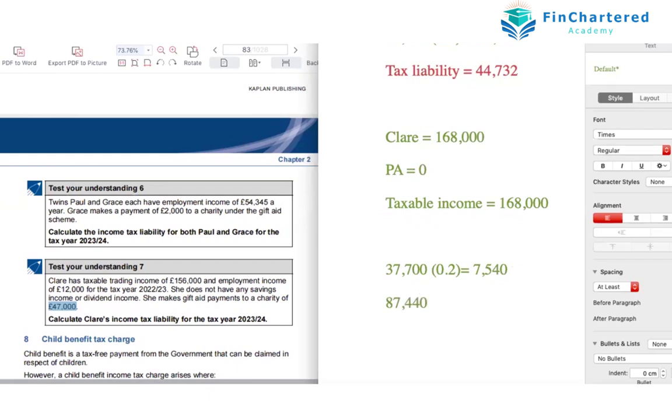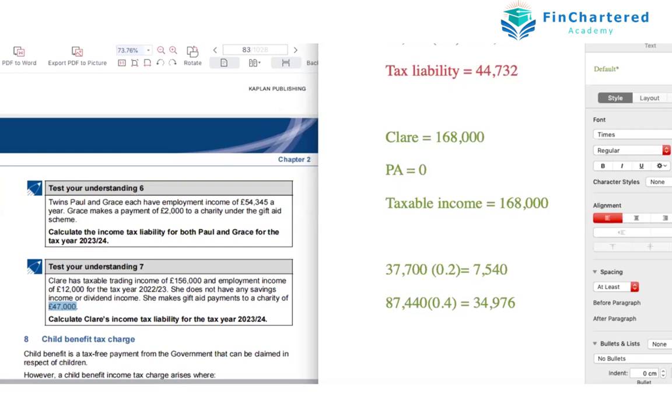87,440. Up to 125,000. How much is it? 125,140. So 87,440, you will pay at 40%. How much is it? 34,976. And then after that, so far we have taxed 37,700 plus 87,440, 125,140 we have taxed.